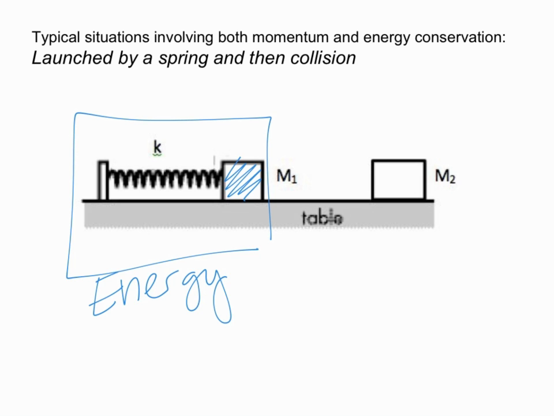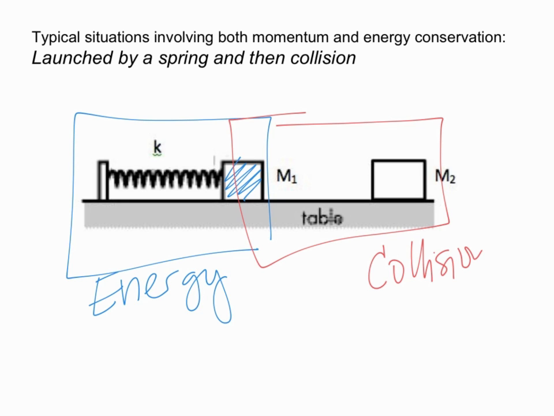After M1 is released from the spring and it collides with M2, okay, there's an interaction. There's two objects. And so that collision tells me that momentum is going to be the strategy of choice.